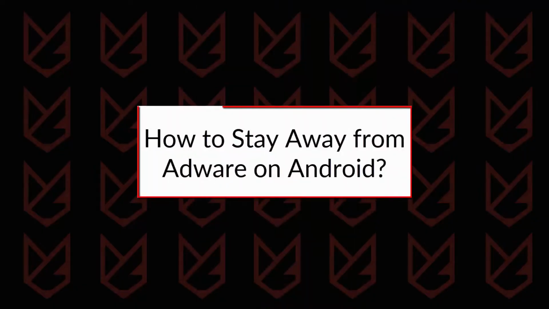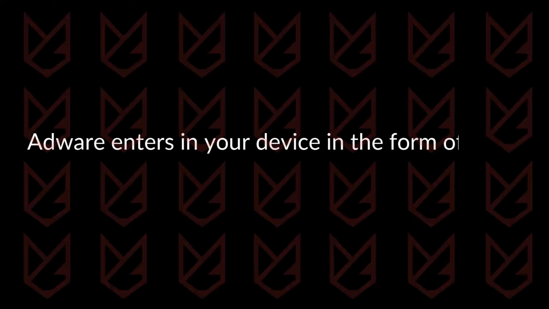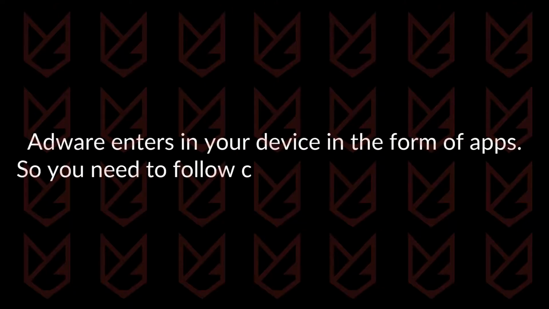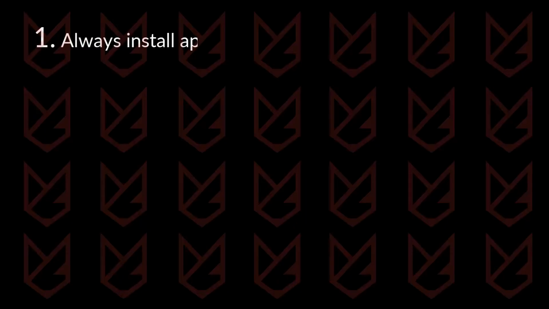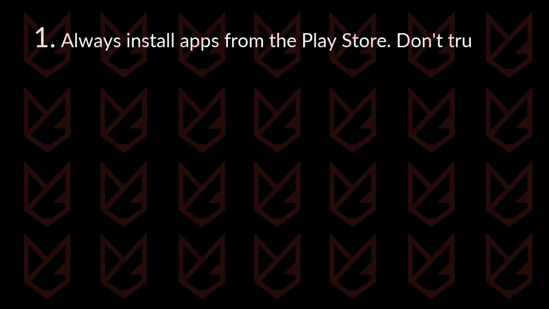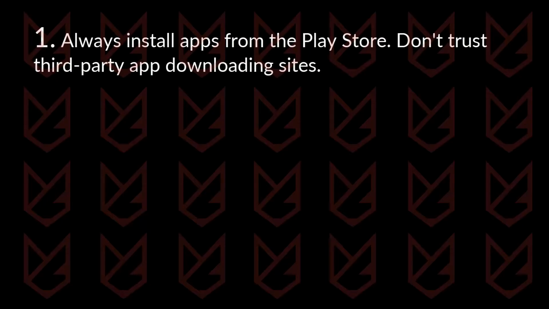How to stay away from Adware on Android. Adware enters in your device in the form of apps, so you need to follow caution while installing the apps. 1. Always install apps from the Play Store. Don't trust third-party app downloading sites.